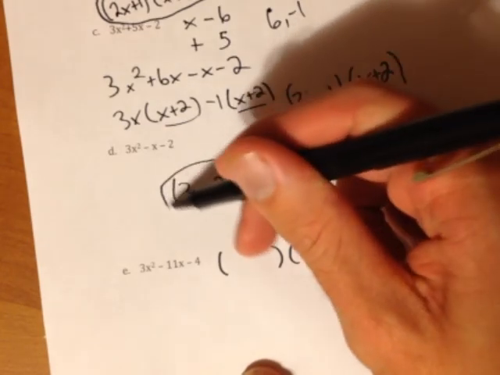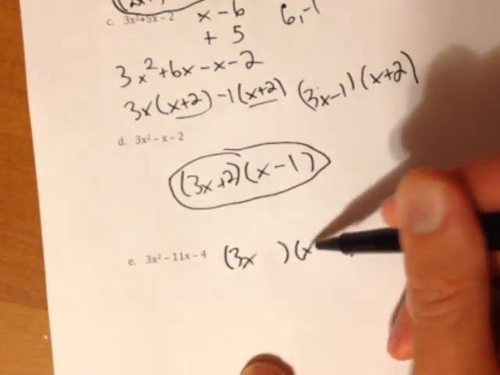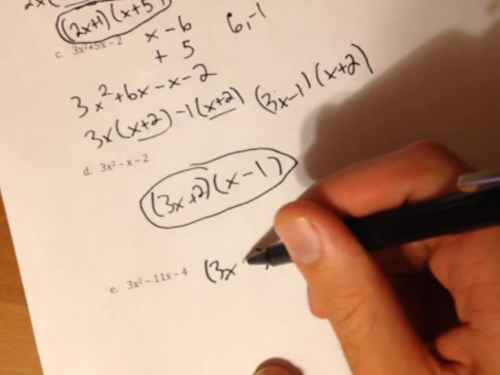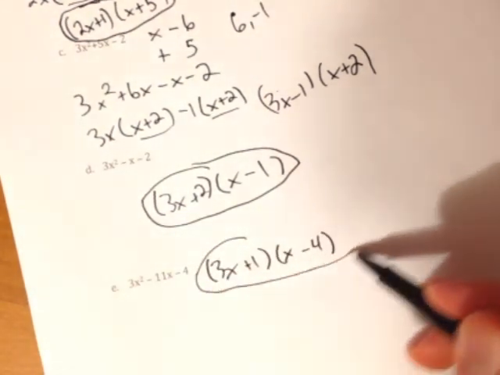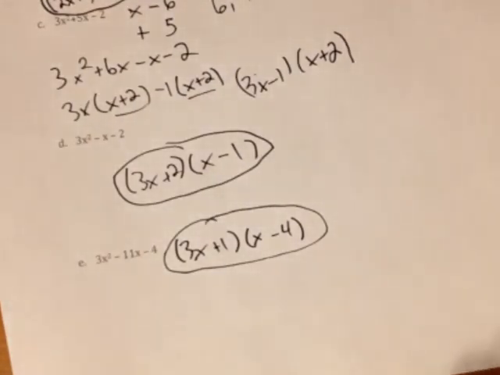Yep. Okay, so this is what you should have gotten for the answer to this one. And this one, you should have gotten a -4 over here and a +1 over here. Okay, so those are the answers to the last two. If you need to discuss the work in your groups a little bit.